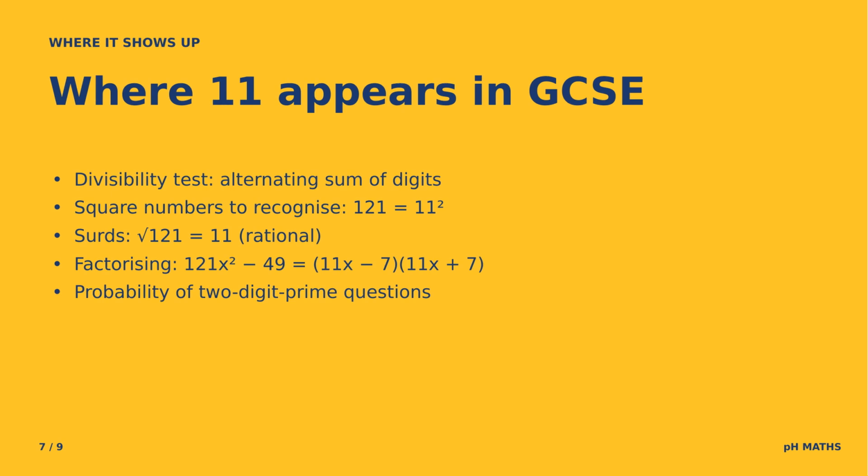Where 11 appears in your exam: divisibility test by alternating the digit sum, useful for any factor question with a big number. Square numbers to recognize, 121 is 11 squared. Surd questions, root 121 is 11, never leave it as a surd. Factorizing, 121x squared minus 49 factorizes as 11x minus 7 times 11x plus 7, and probability questions about two-digit primes.